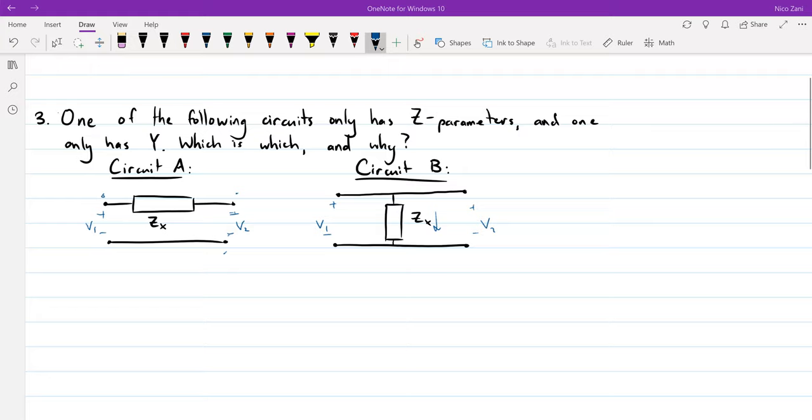So I'll describe this mathematically and then I'll go a little more into the intuitive side of things. If we were to actually write out matrices for these, there's a really easy way to write out, for example, the Y parameters of this matrix, which already tells you which of these doesn't have Z parameters and which doesn't have Y parameters. Let's say I want to write out the Y parameters for this matrix. I want to write out I1 over V1 when V2 equals zero. And what is this? Well, when V2 equals zero, this is going to be ground, so the current I1 is just going to be V1 over ZX. So this is just going to be 1 over ZX.